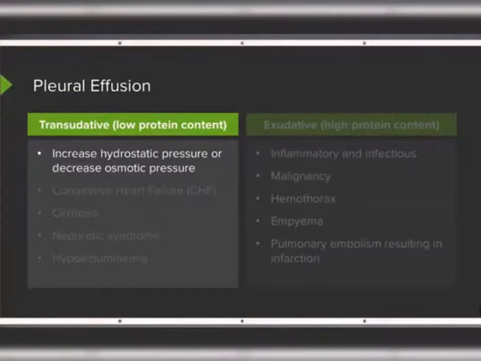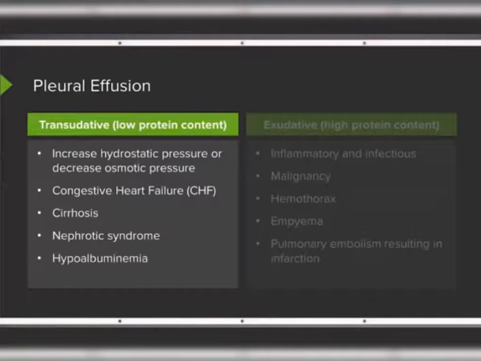They can be transudative, in which they have a very low protein content, and this is usually the result of an increase in hydrostatic pressure or a decrease in osmotic pressure. And causes include congestive heart failure, cirrhosis, nephrotic syndrome, or any cause of hypoalbuminemia.